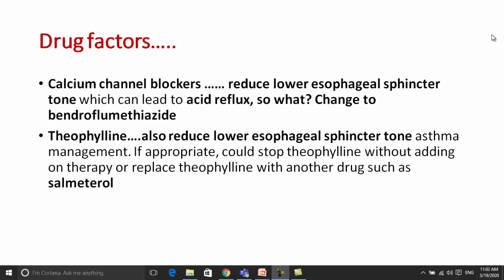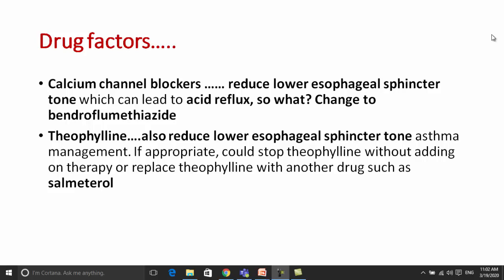Now, number two, what are the drug factors that may be required to be assessed or identified by a pharmacist? First, calcium channel blockers such as amlodipine can reduce the lower esophageal sphincter tone, which can lead to acid reflux. So what can we change to bendroflumethiazide? It's not your responsibility as a pharmacist in Jordan to do so because you are not a prescriber, but here we are assessing, we are evaluating the patient case.